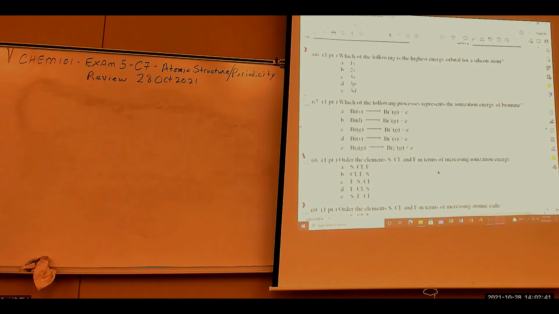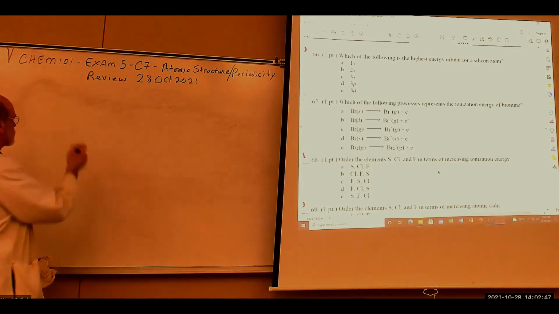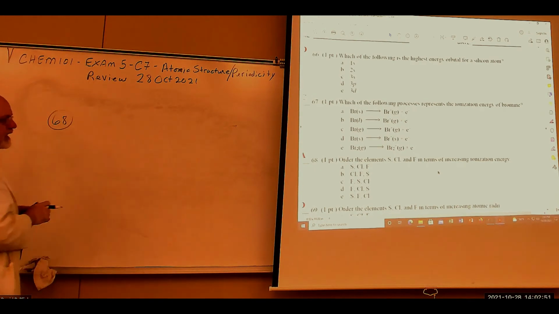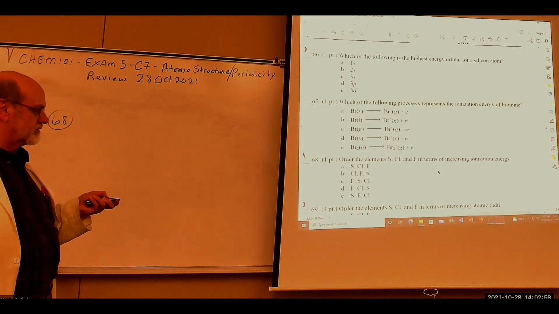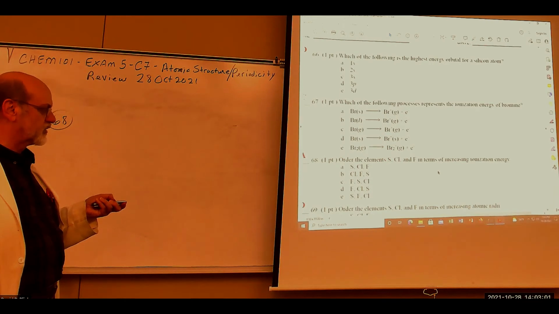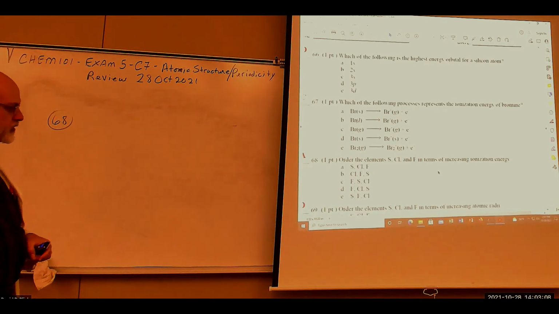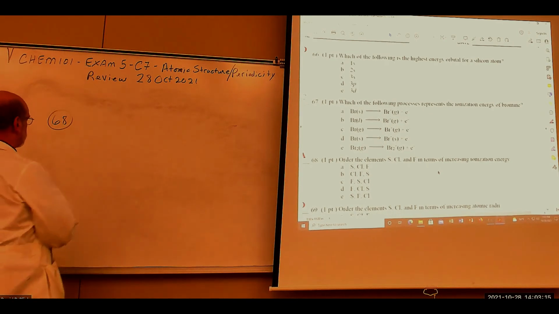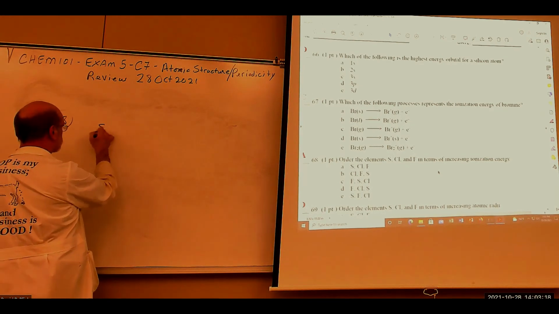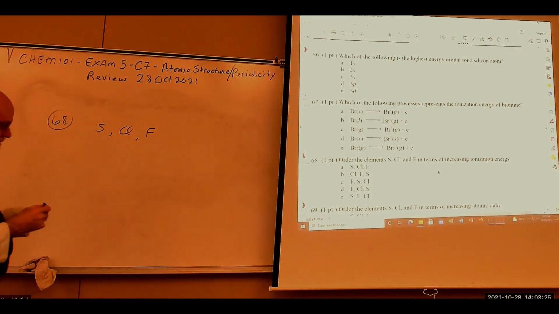68. What are the elements? Sulfur, chlorine, fluorine, determine increasing ionization energy. What's the trend of ionization energy? We have to assume that they're talking about first ionization energy. We take these as ground state neutral atoms. The trend is lower left to upper right. Which one is the farthest left? Out of those three, sulfur is the farthest left. Then chlorine, and then fluorine is at the top right. So that should be the order: sulfur, chlorine, fluorine for ionization energy.